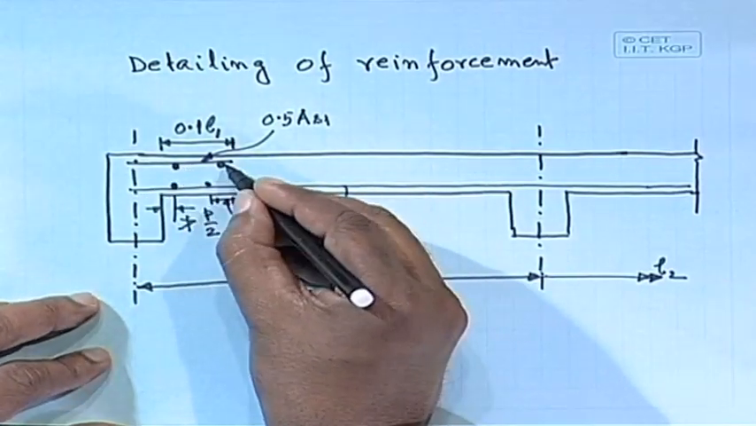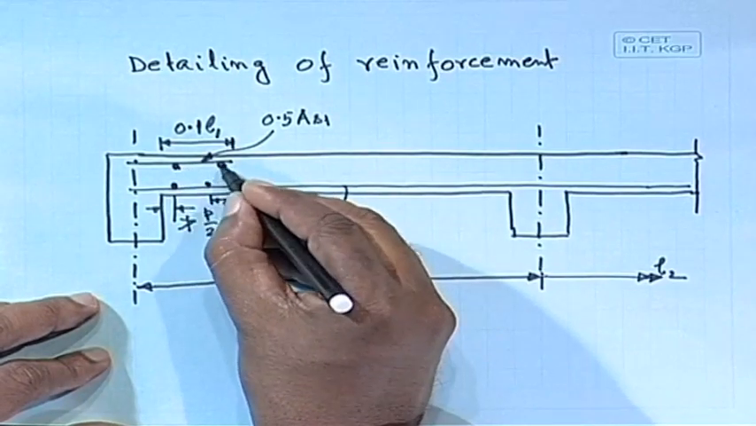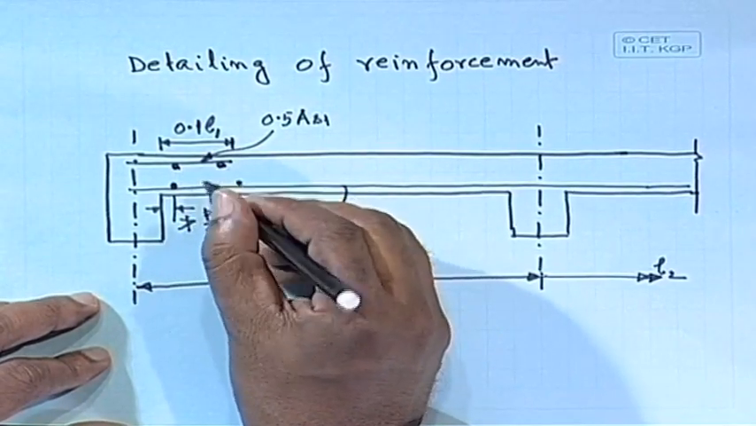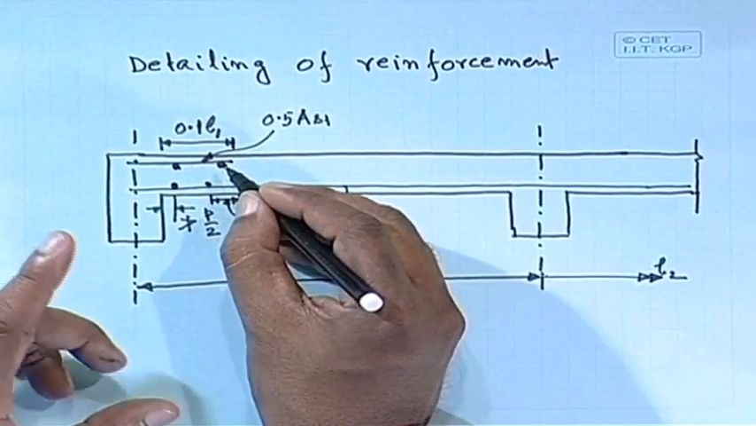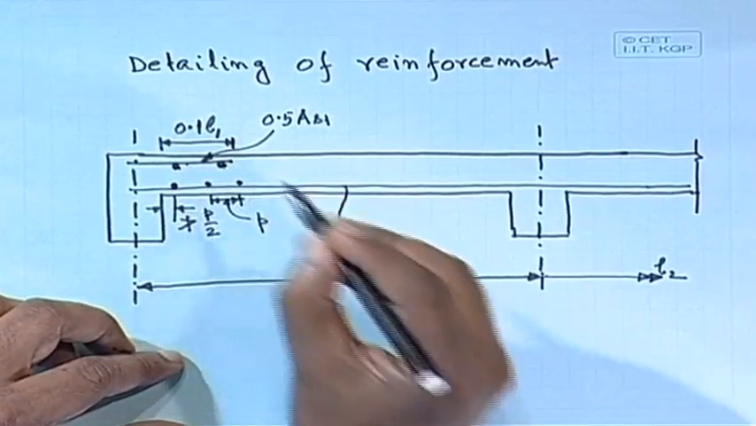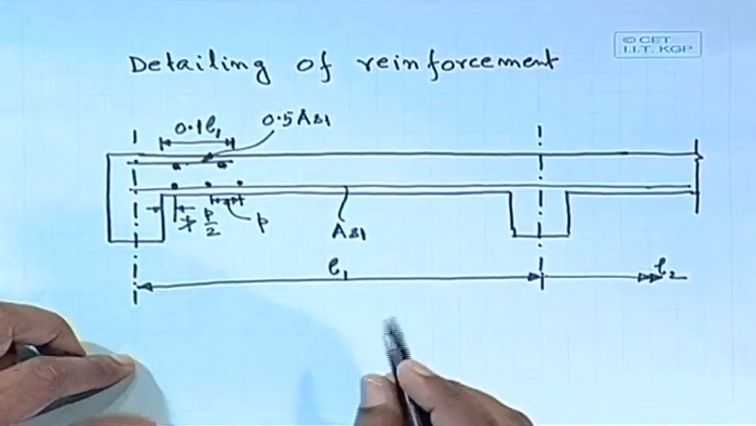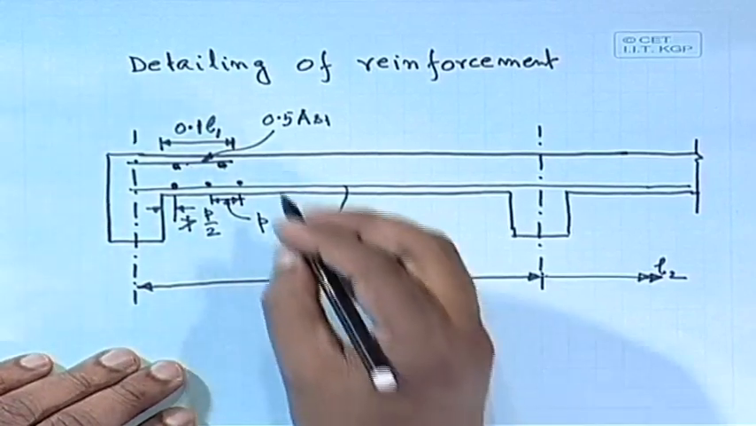And what about these 2 bars? At least 2 or 3, whatever you provide, but there should be at least 2 bars, not 1 bar. So, this is one case, number 1.